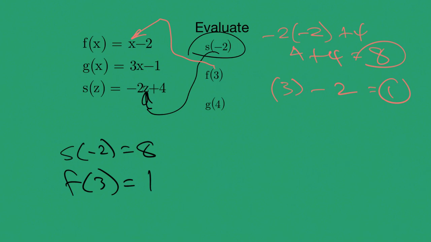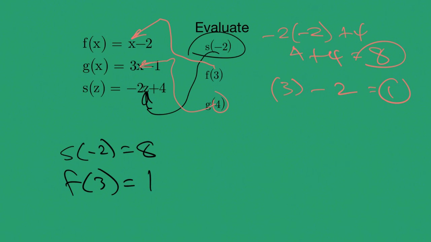Which function are they telling you to go to? G. Go to the G function. Which one's the G function? It's the second one, the one in the middle, right? So we get the G function. They want us to put a 4 into it. So we're going to take this 4 and go put it right there for x.